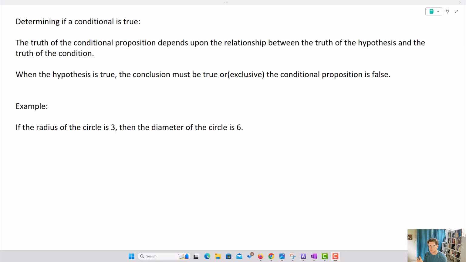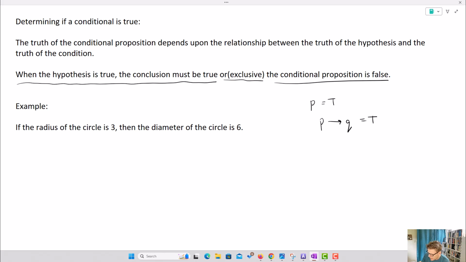When the hypothesis is true, the conclusion must be true. Or, and this is an exclusive or, so these two things cannot be true at the same time, the conditional proposition is false. So what we get here is that when the hypothesis is true, the conclusion must be true. And so what that means is that if I have P equals true, and I know that P implies Q is true, that means Q must be true.